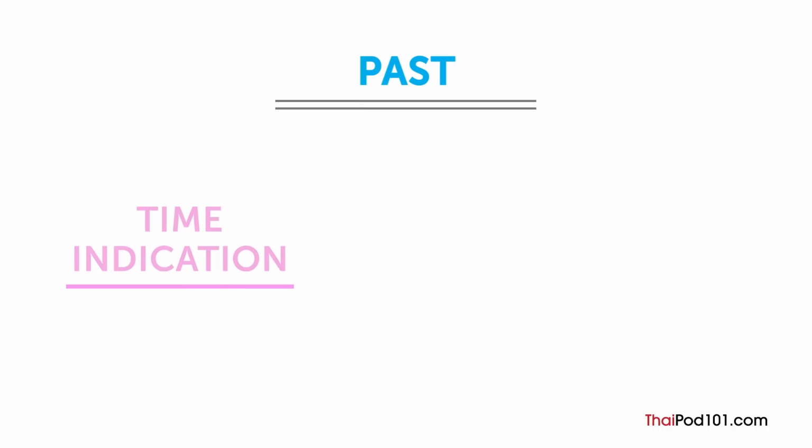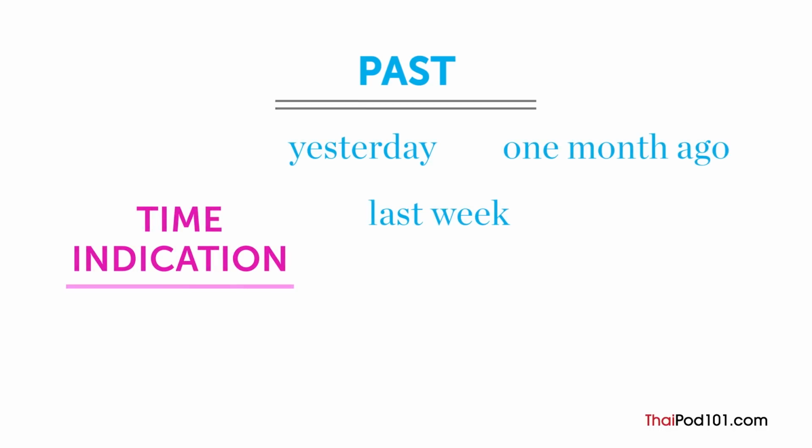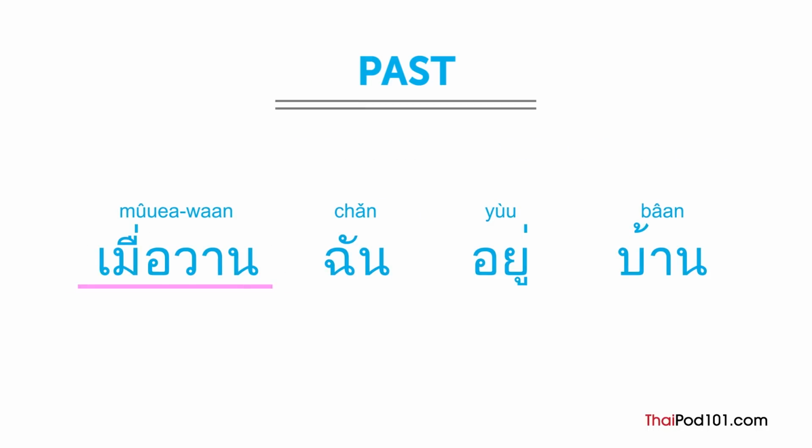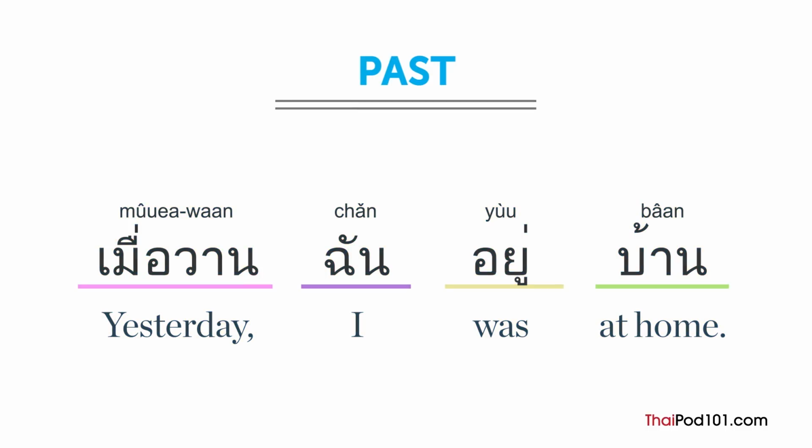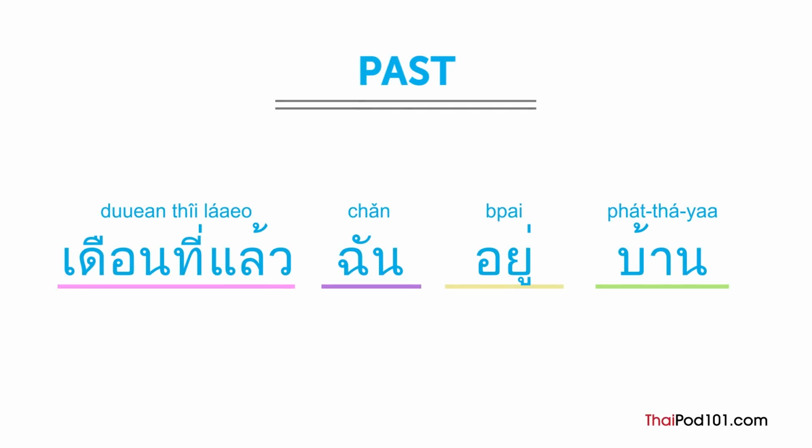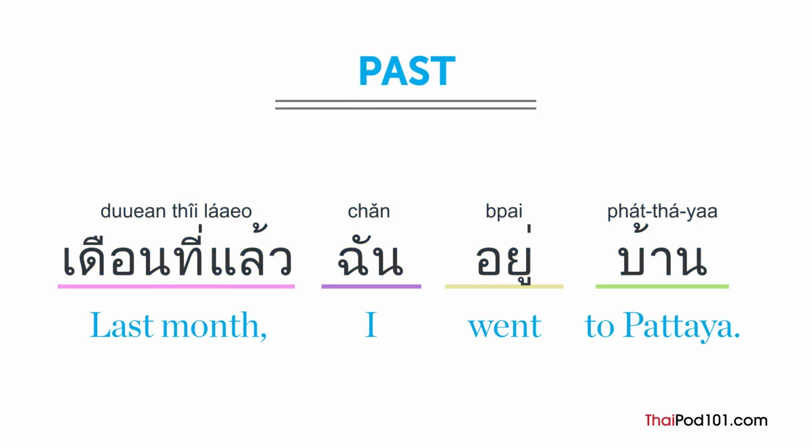And to indicate a sentence's past tense, just add a time indication, such as yesterday, last week, 1 month ago, etc. in the sentence. เมื่อวานฉันอยู่บ้าน, Yesterday I was at home. เดือนที่แล้วฉันไปพัทยา, Last month I went to Pattaya.